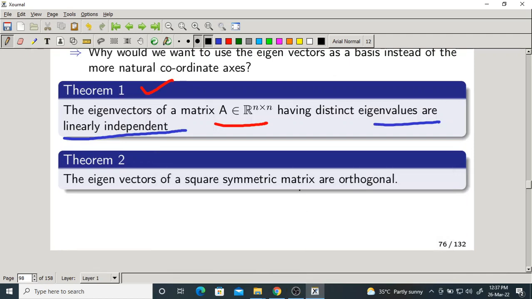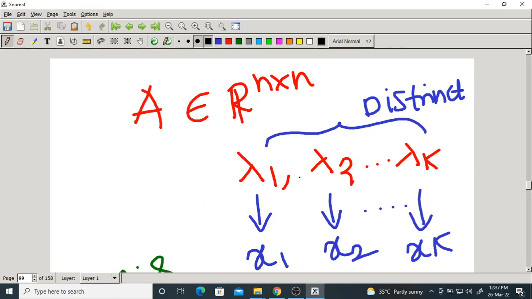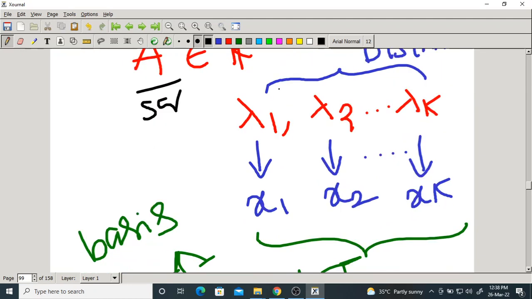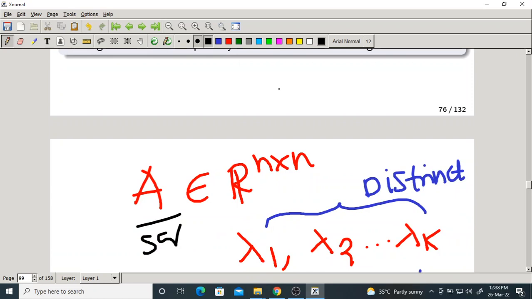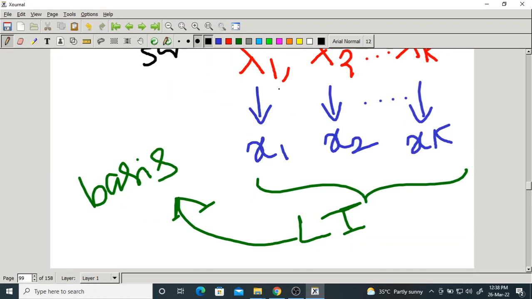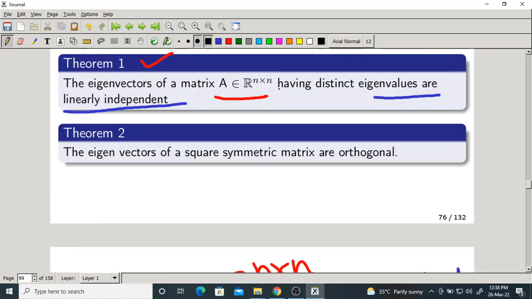Okay. So these are the two theorems which are very important. If A is a square matrix, remember it is a square matrix, why? Because it is an n by n matrix. If A is a square matrix and it has some distinct eigenvalues, the corresponding eigenvectors are LI. If they are LI, they can be used as basis vectors. That is one thing. What does theorem 2 say?